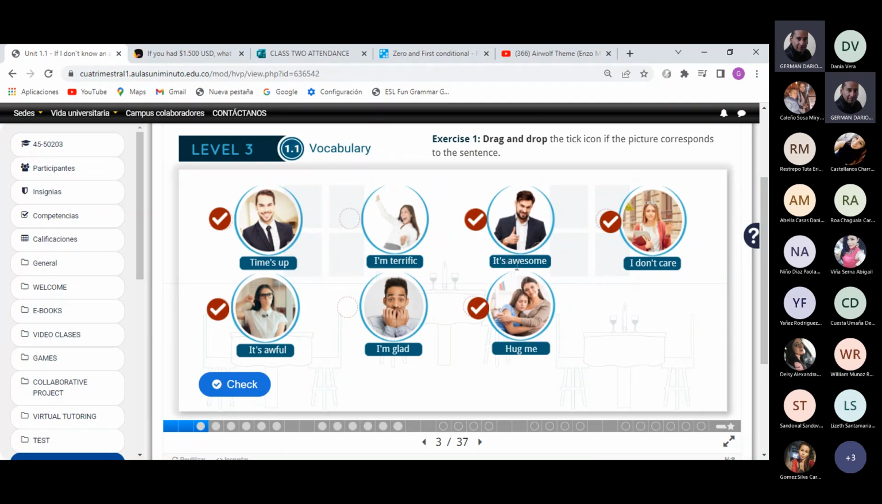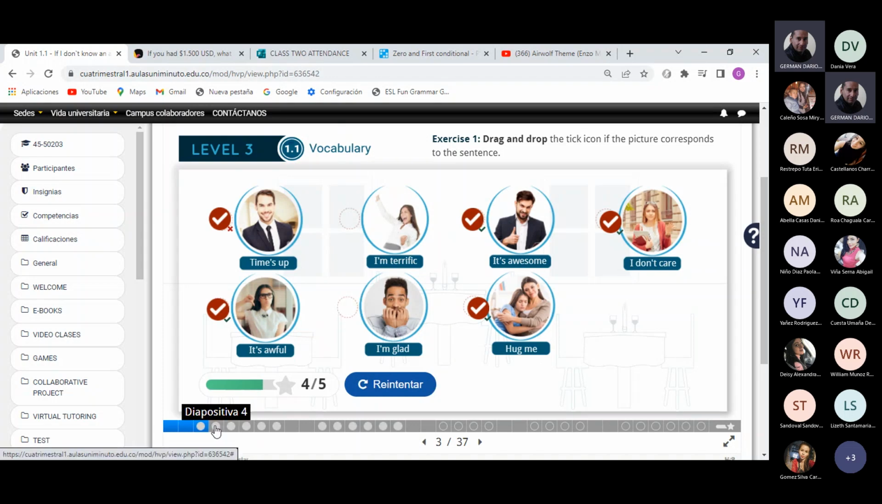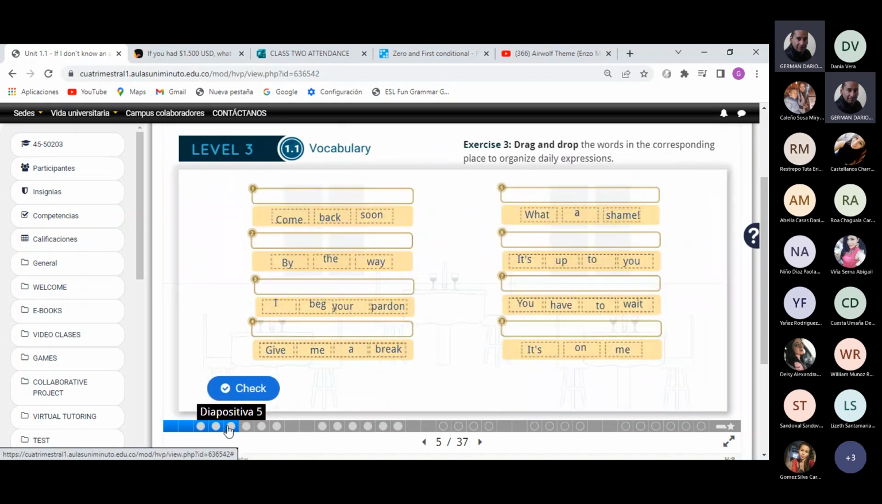It's awesome, sí es como increíble. Si yo pienso que esto está describiendo esta parte, le coloco el chulito ahí, y acá se puede arrastrar así. Cuando finalizo siempre le hago clic en check. Ahí me sale que tengo 4 bien y una está mal, ¿sí? Si nos queda mal ese ejercicio, lo podemos reintentar. Si lo doy a reintentar, me toca volver a empezar. Recuerden que ustedes pueden hacer este ejercicio las veces que sea necesario hasta que les quede bien. Y así vamos avanzando con los ejercicios.